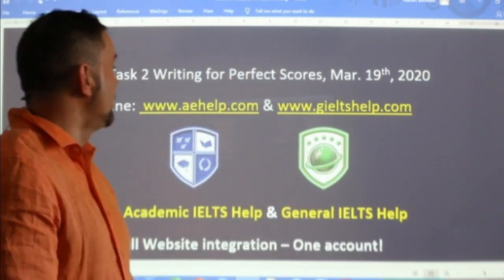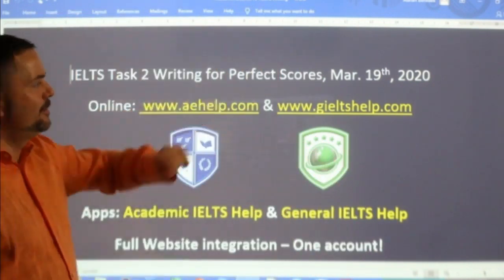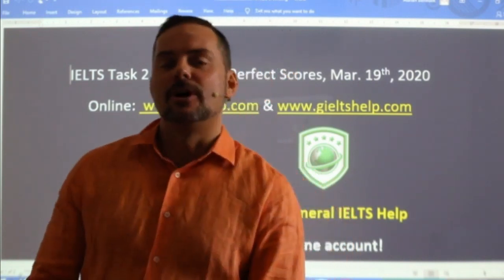Today we are looking at IELTS Task 2 Writing for perfect scores, what you need to do to get that band 9 result in the task 2 writing. This lesson works and is applicable to both the academic and the general module. The structure of the task 2 response in both of the versions of the IELTS exam are quite similar.